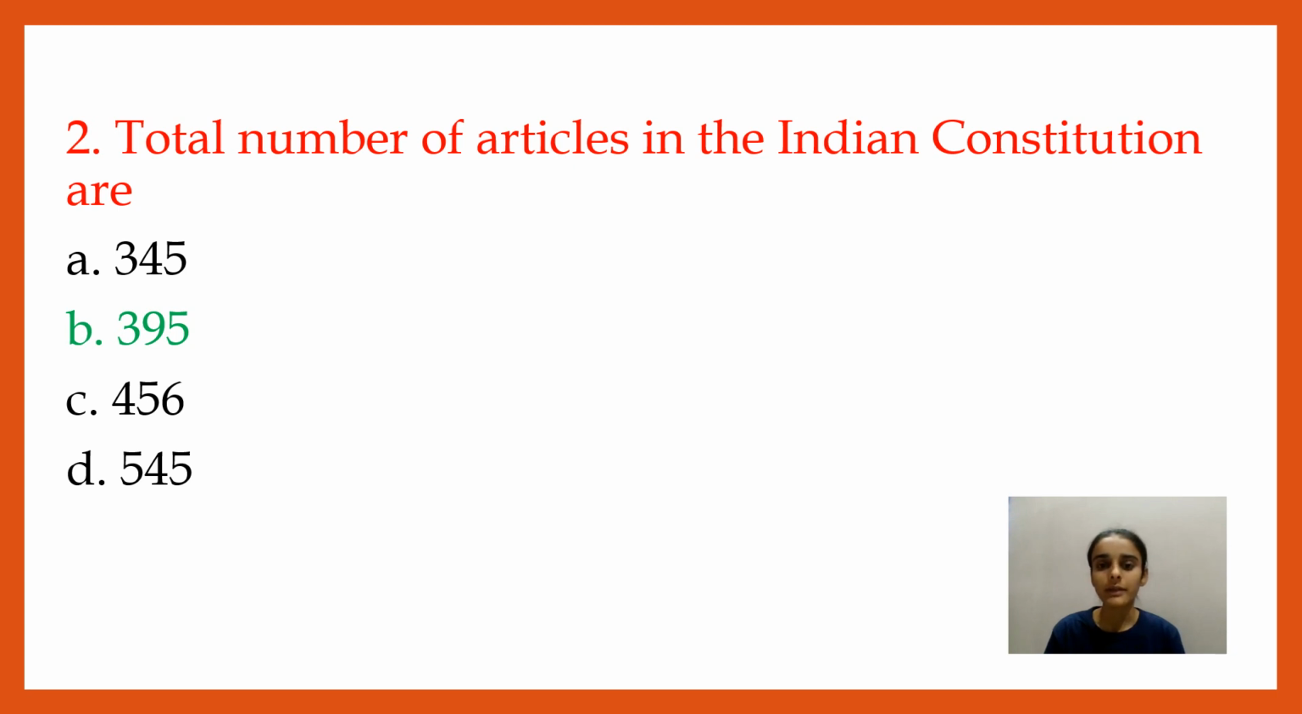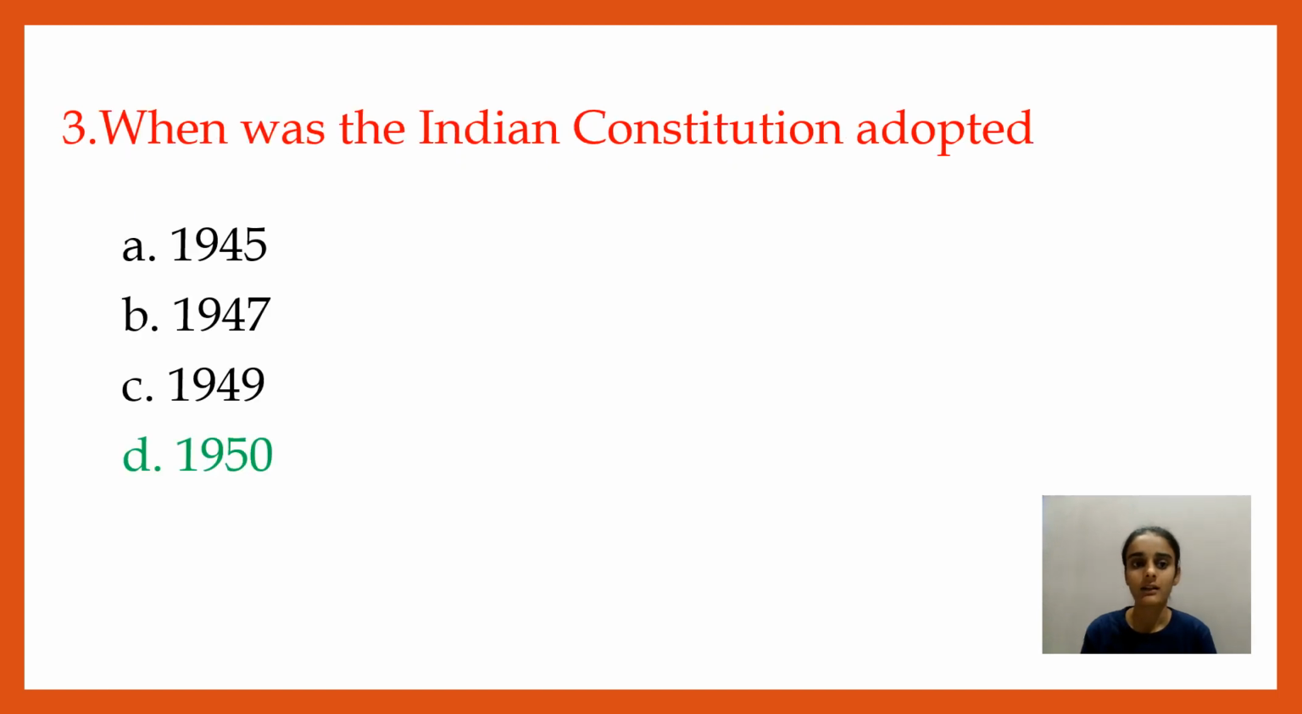Second question, total number of articles in Indian Constitution are option A 345, option B 395, option C 456, option D 545. And the correct option is option B 395. Third question, when was the Indian Constitution adopted? Option A 1945, option B 1947, option C 1949, option D 1950. And the correct option is option D 1950.